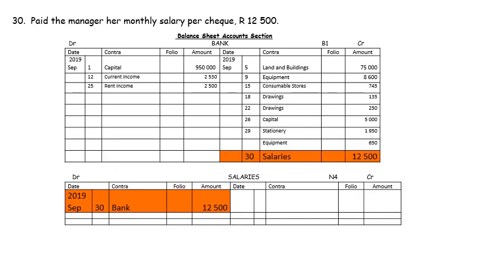The last transaction is paid the manager a monthly salary. We are paying again, so money in the bank will decrease. On the 30th, we are paying a salary, which means that we need to open a salaries account. Salary is an expense, remember, from the start of the year. If you spend money on salaries, the salaries will increase, expenses increase on the debit side.